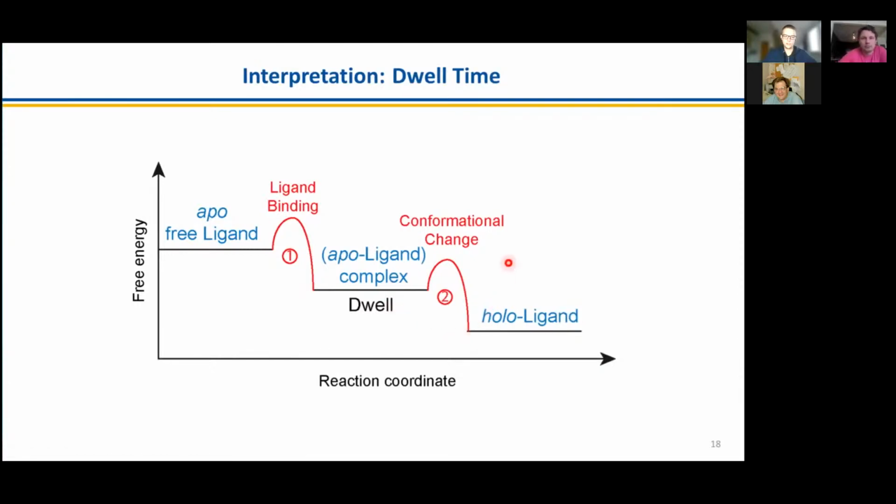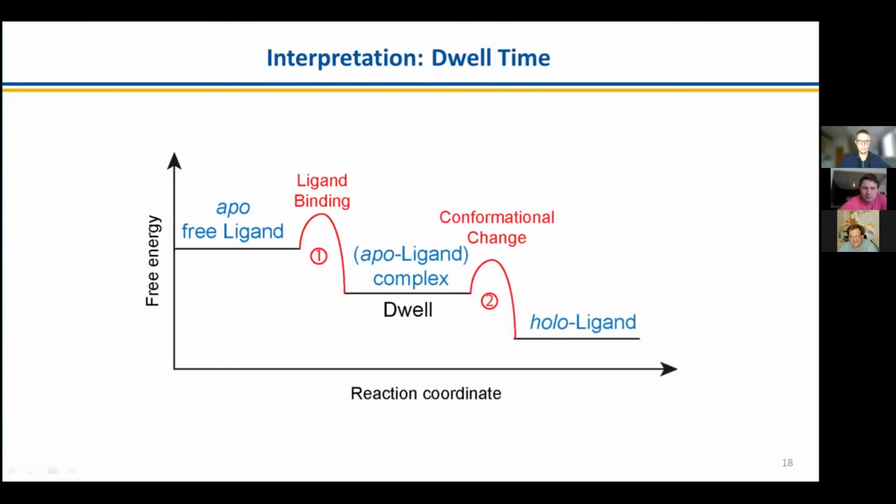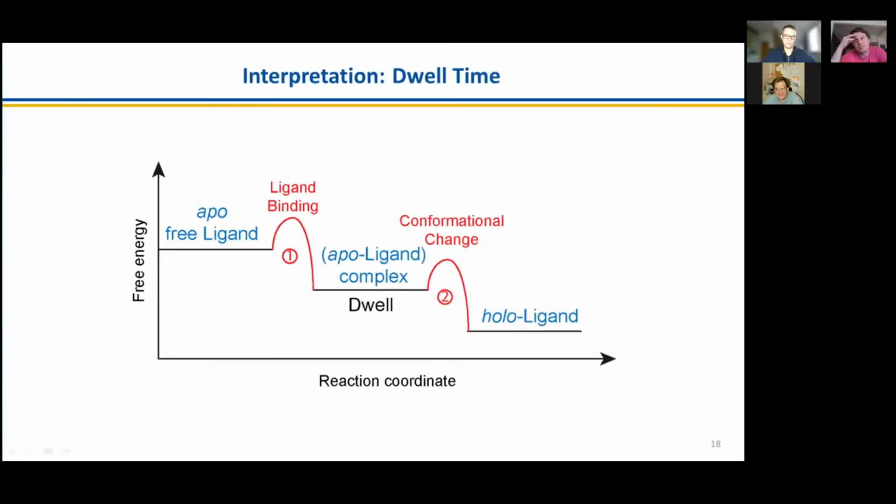Then the second free energy barrier, which we have over here, is the conformational change, which occurs on a low nanosecond timescale, as we could see from the MD simulations, before we finally end up in the holo state, with the ligand tightly bound in the binding pocket. In between, in this apo-ligand complex, we have the so-called dwell time. This apo-ligand complex exists for a certain lifetime, in that it accumulates the thermal energy that it needs to overcome this second free energy barrier. So it takes a certain time before it can jump over this barrier.